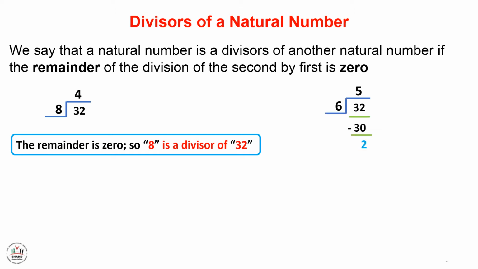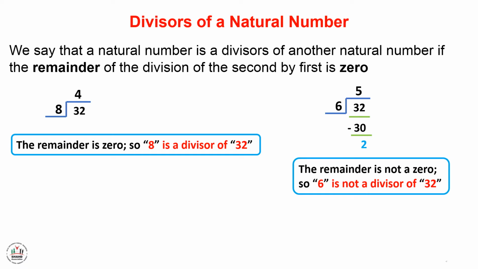Another example: 32 divided by 6 gives 5 and the remainder is equal to 2. So the remainder is not 0. So 6 is not a divisor of 32.